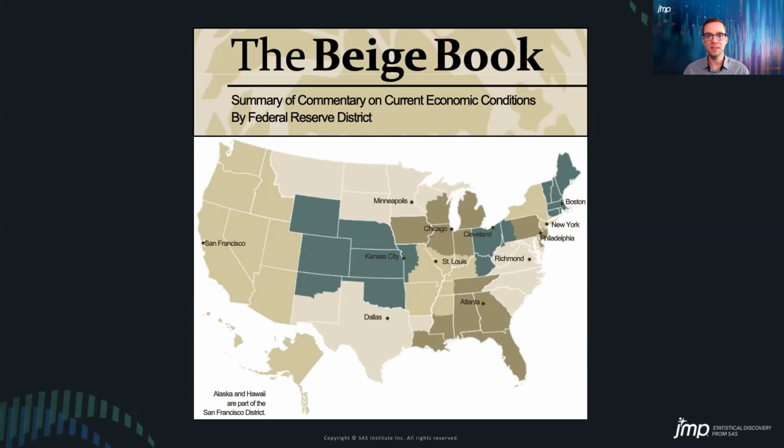As we can see in the map, the Federal Reserve is broken into 12 different districts, and approximately 8 times a year, each district issues a narrative Beige Book report that summarizes the current and potential future economic conditions in that geographic region itself. And these reports are based largely on qualitative data sources. So think conversations with business leaders, surveys, things like that.